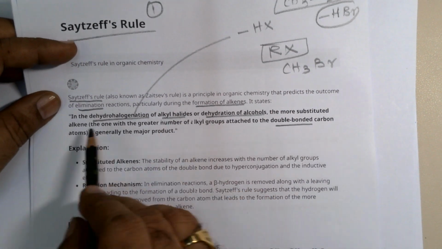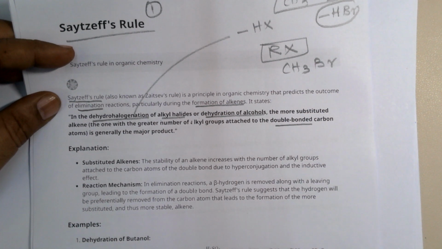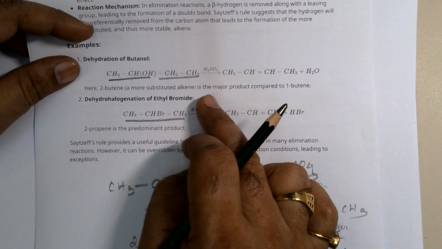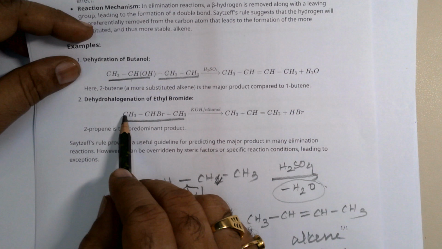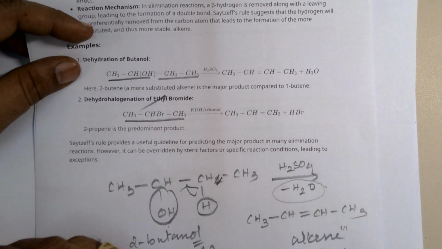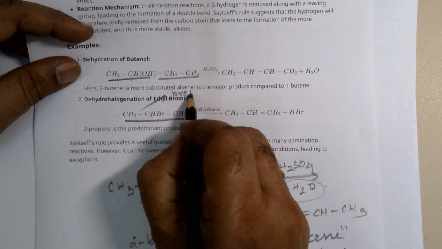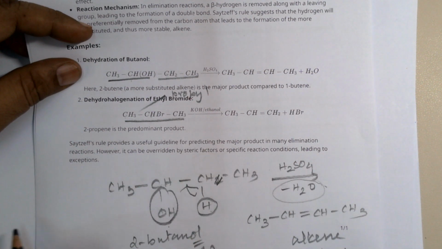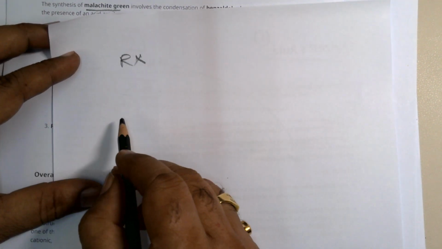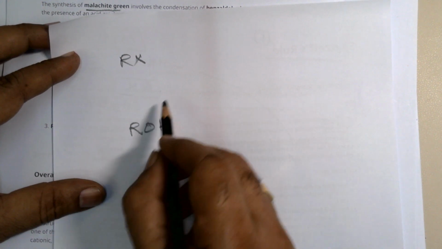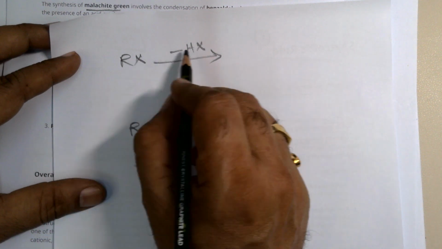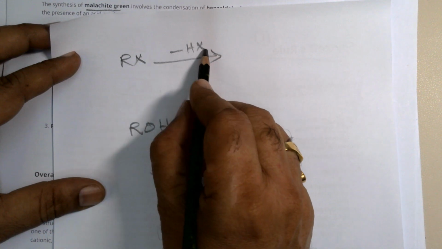So according to this rule, you can split into two. Either you can apply this rule for dehydration of butanol or for dehydrohalogenation of alkyl bromide. In this case, CH3, CHBr, this is not ethyl bromide, this is propyl bromide, is it not? So what is propyl? 1, 2, 3 CH3. This is 2-bromopropane, is it not? So let me explain this. What is this? Alkyl halide. What about this? Alcohol. So when we are able to remove HX from this, this is called dehydrohalogenation of alkyl halide.